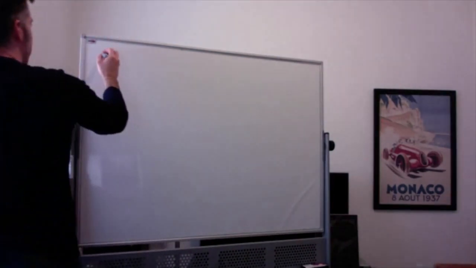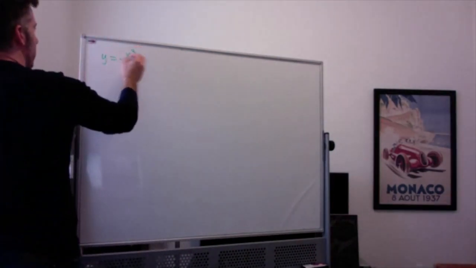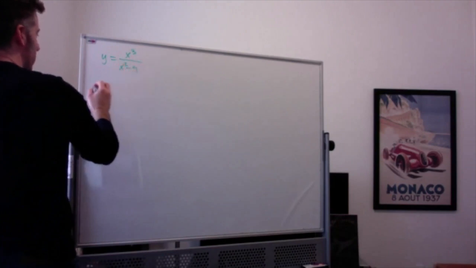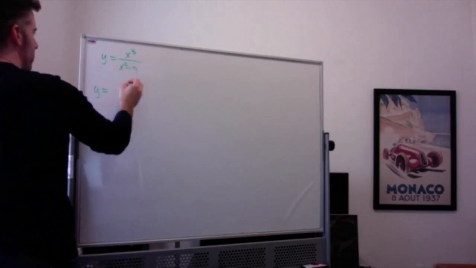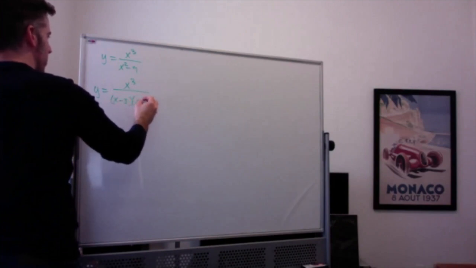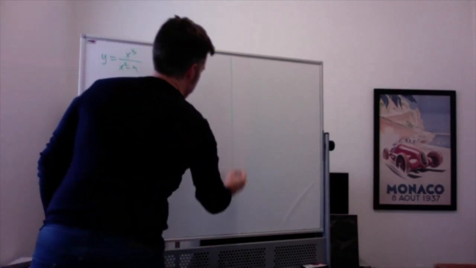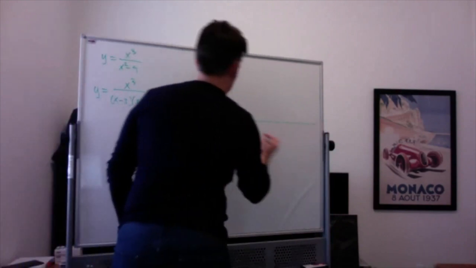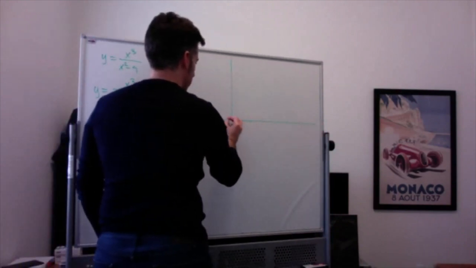Again, we're graphing y equal to x cubed over x squared minus 9, which I'm also going to write as x cubed over x minus 3 times x plus 3. Just to help you guys see all the things. Let's go 1, 2, 3.